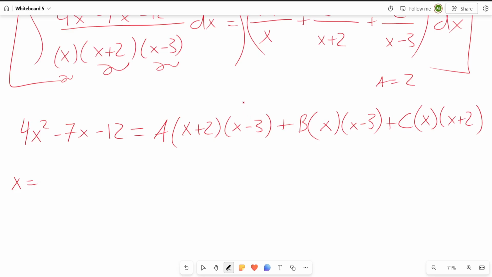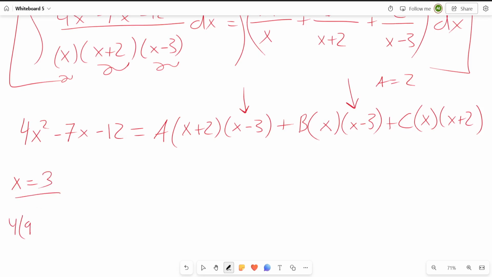Let's say we substitute x with 3. Why 3? Because when it's 3, this whole term is going to cancel, because 3 minus 3 is going to be 0. This is also going to be 0, and we can find c. So let's try and do that.